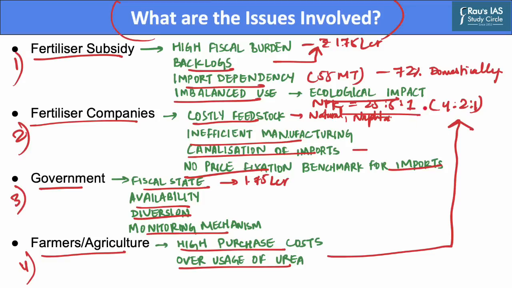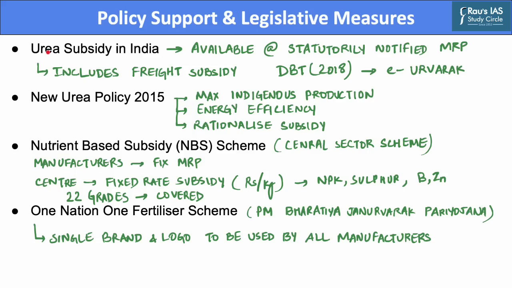Now, let us take a look at policy support and legislative measures that have been undertaken by the government to resolve the above mentioned issues. The first policy initiative is the urea subsidy scheme in India, which is a central sector scheme, and the fertilizers are available to farmers at a statutory notified maximum retail price or MRPs.